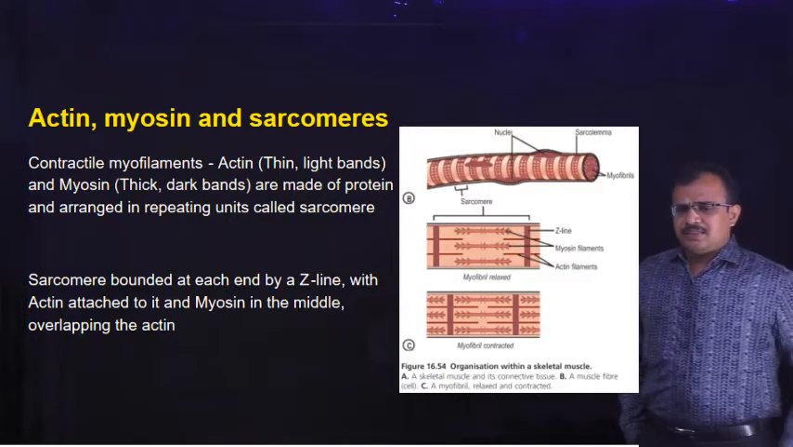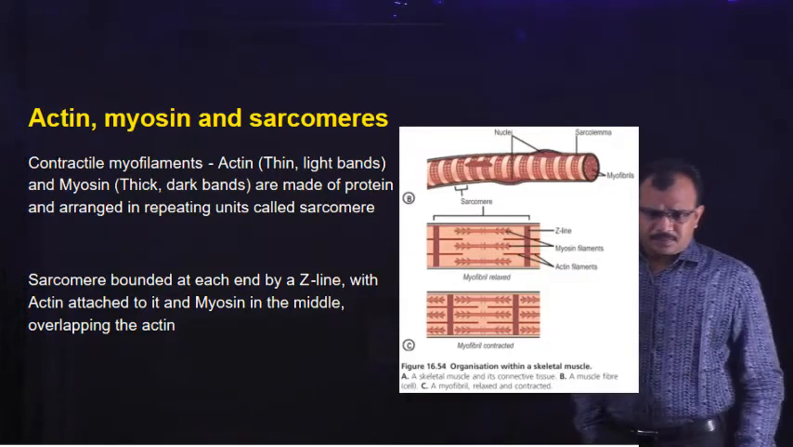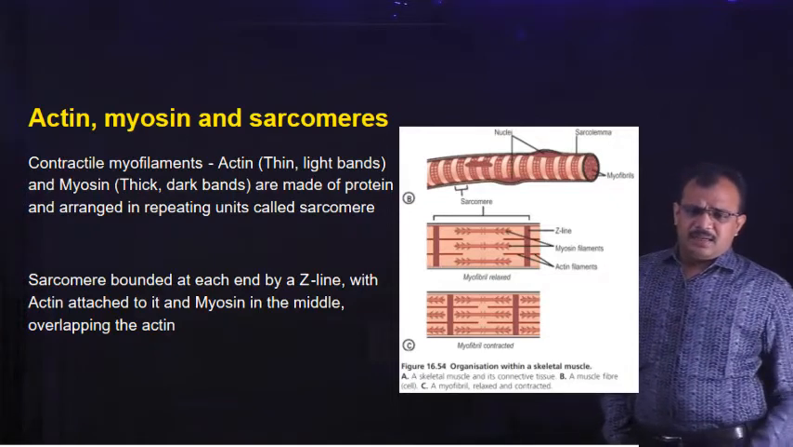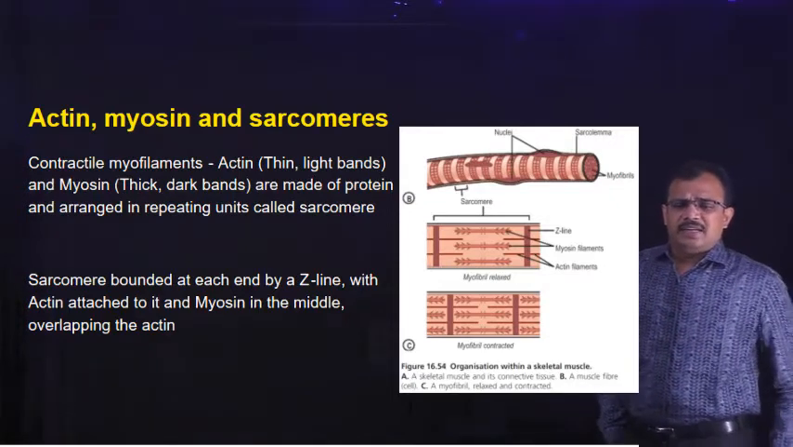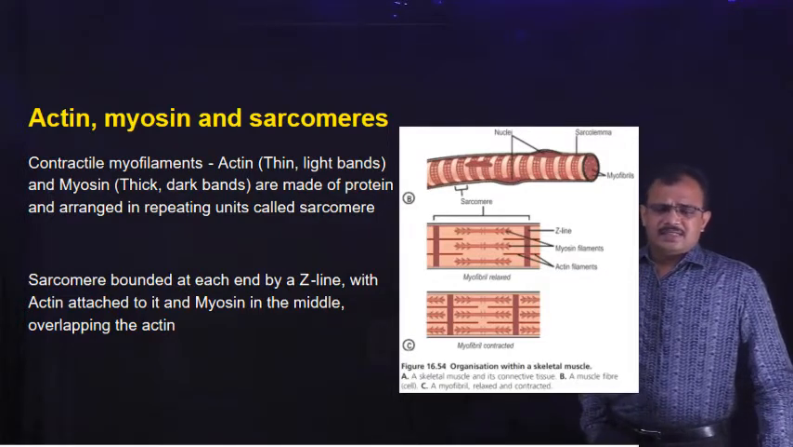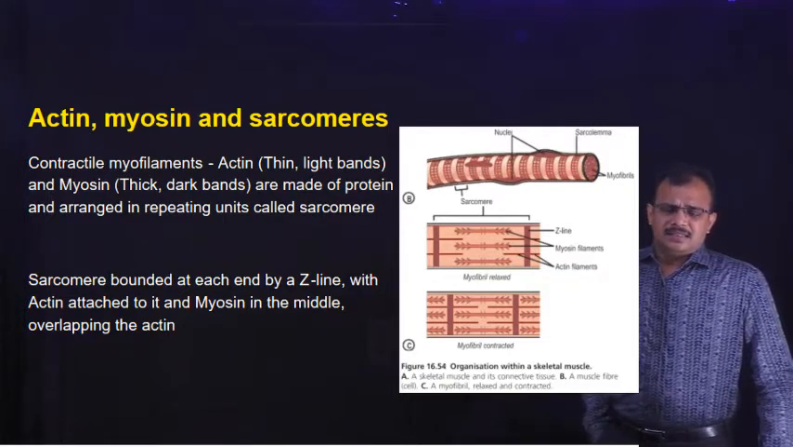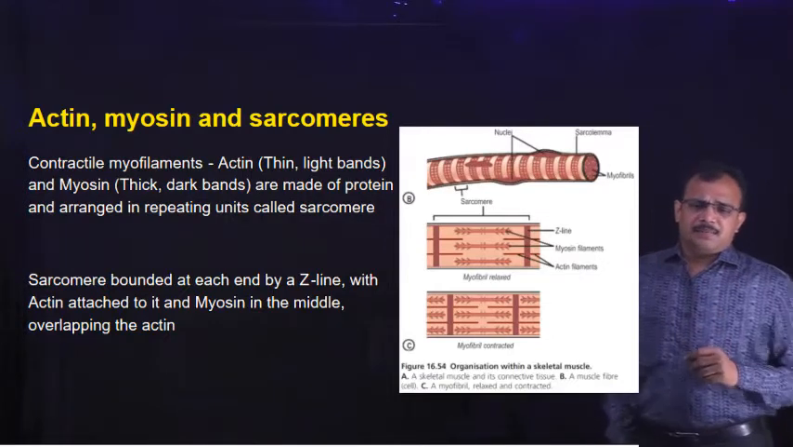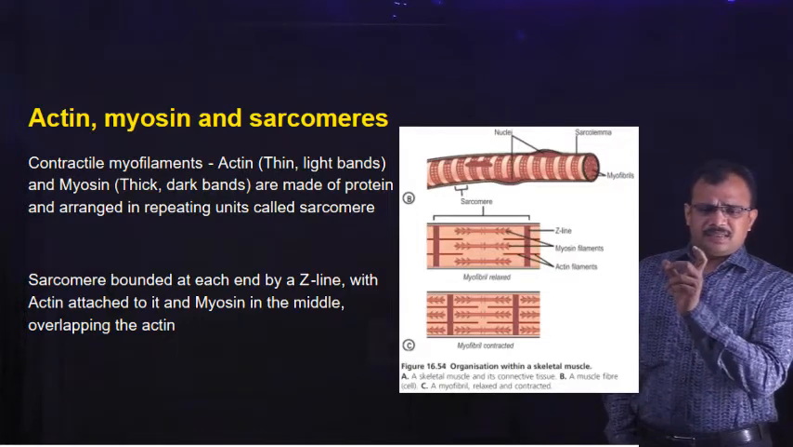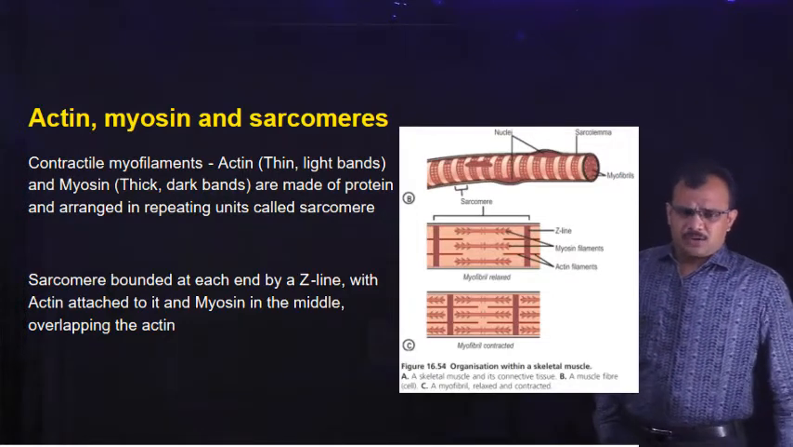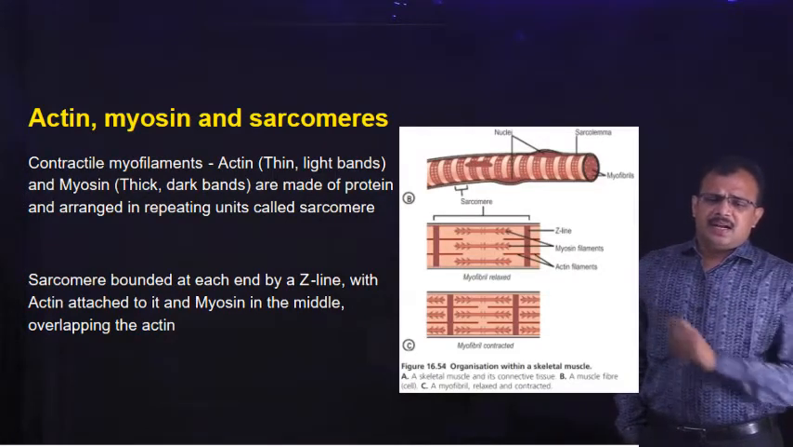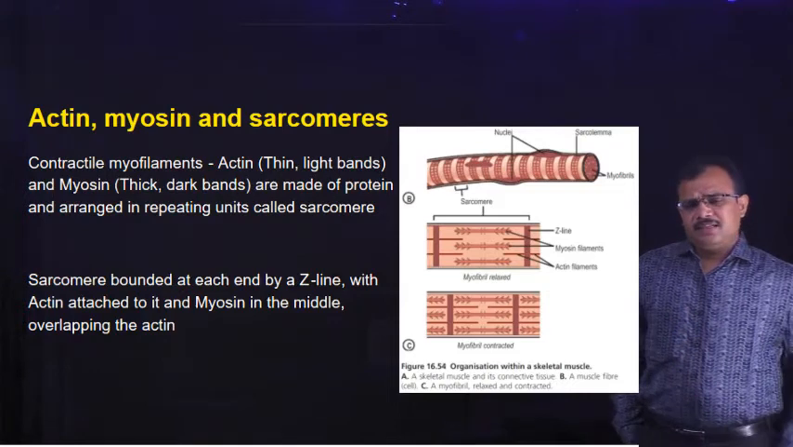So here in this diagram you can see that there is a dark band and there is a light band, and this dark band is called the Z line. The dark line is called the Z line, and that unit of the skeletal muscle cell between these two dark Z lines is called a sarcomere. So the sarcomeres are arranged continuously in the skeletal muscle cell.